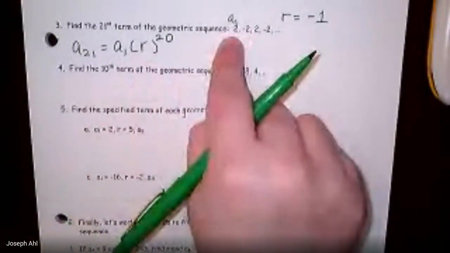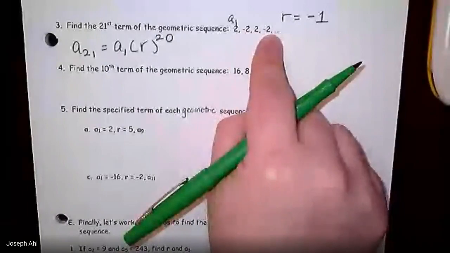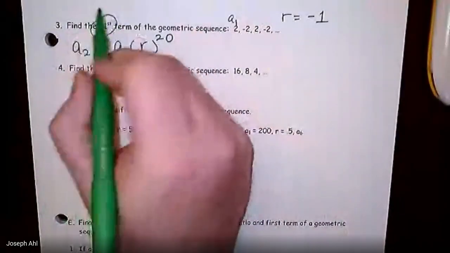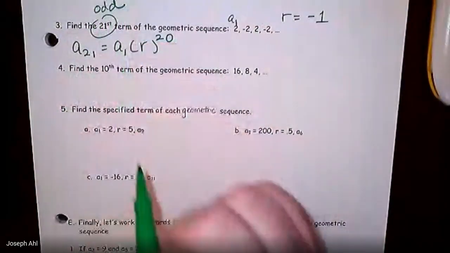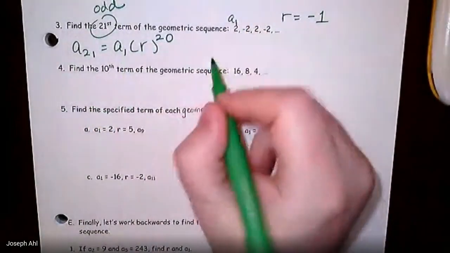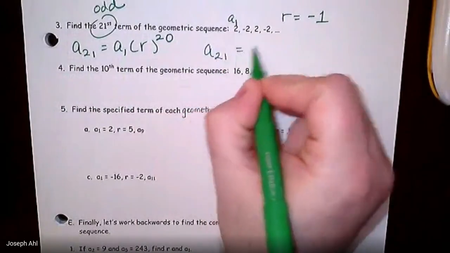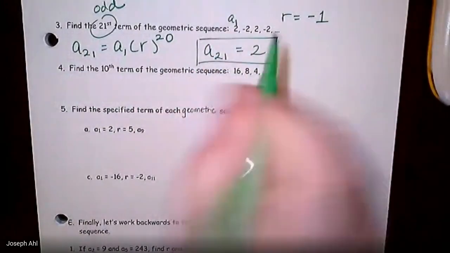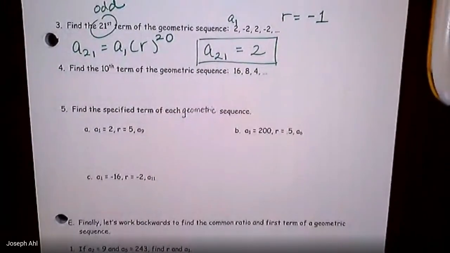However, if you look at the terms, which are just alternating back and forth between 2 and -2, since the 21st term is an odd number term in the list, notice how the odd number terms are positive. So I'm pretty confident that a21 is going to be a positive 2 as opposed to a -2. Check it out using the formula, see if you get the same answer.